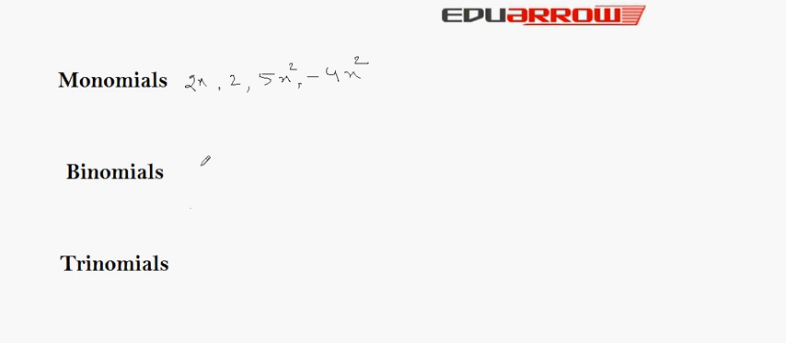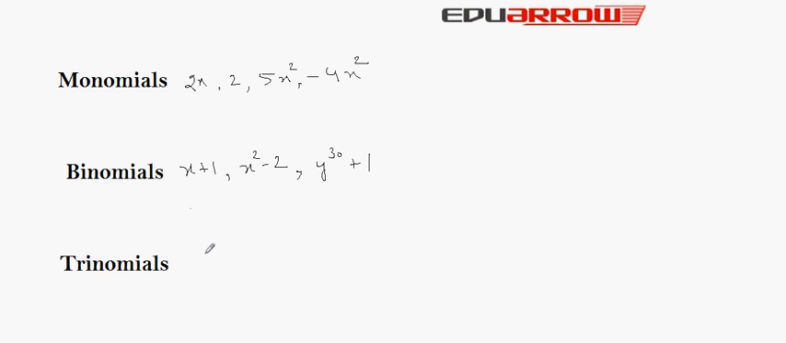The polynomials having only two terms are called binomials. For example, x plus 1, x square minus 2, y to the power 30 plus 1 are all binomials because in each expression there are two terms. So, these expressions are called binomials.